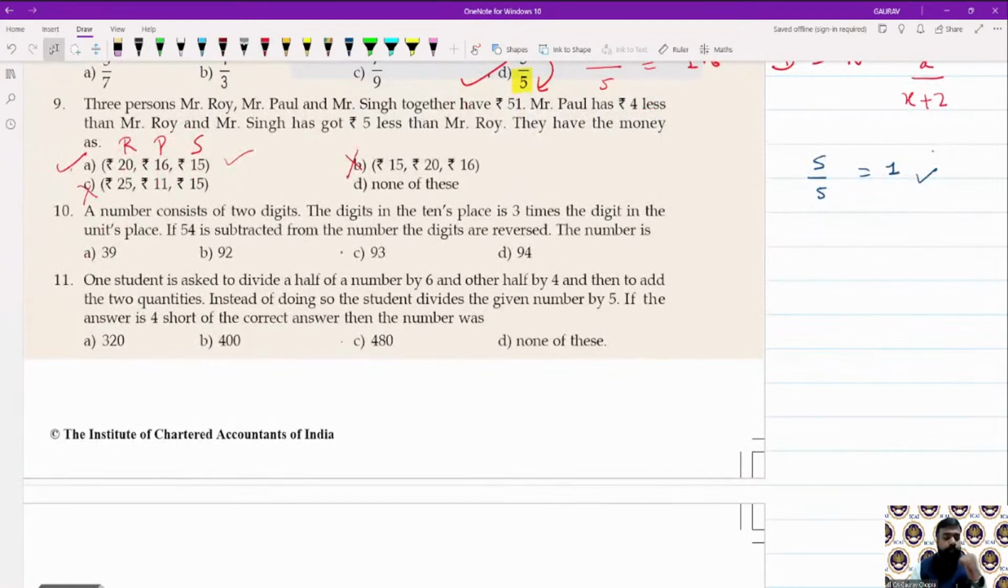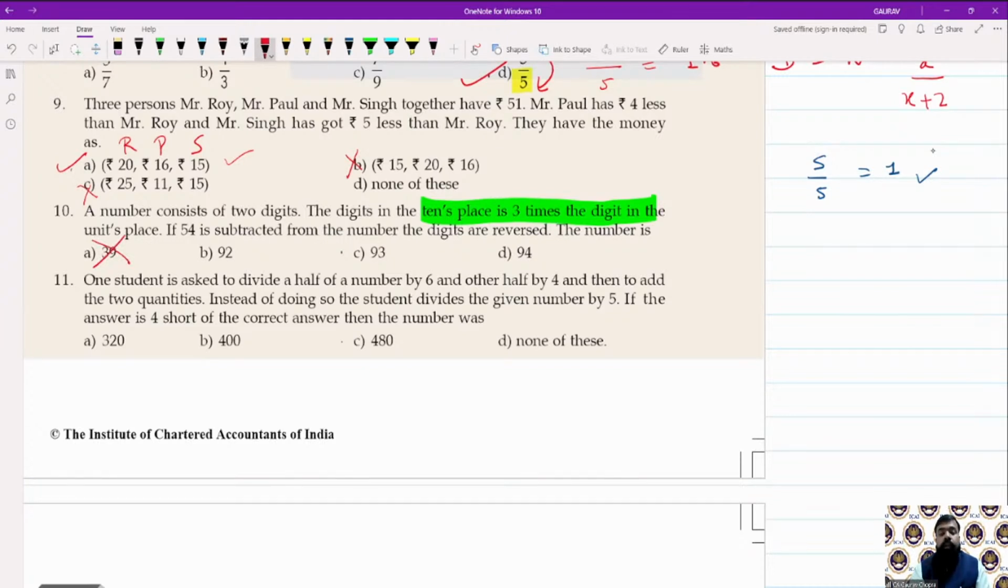Now the 10th one. A number consists of two digits. The digit in tens place is 3 times the digit in units place. Now, first condition is to check the 3 times. Tens place is 3 times of the digit in unit place. The first option, 39. क्या 3 9 का 3 times है? No, it is 1/3. It is rejected.